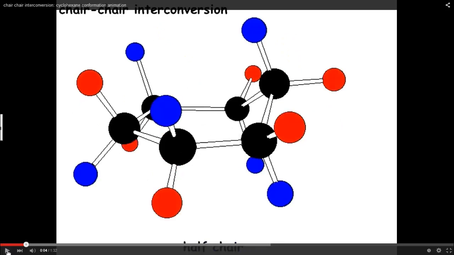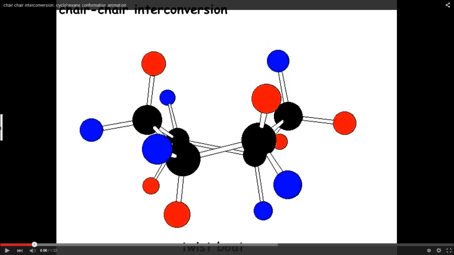Here is the half chair. Over here on the left, the hydrogens are actually eclipsing each other. So we have some electronic repulsion. This is a higher energy state, not so favorable. And this is the twisted boat. Things are getting a little more crowded.